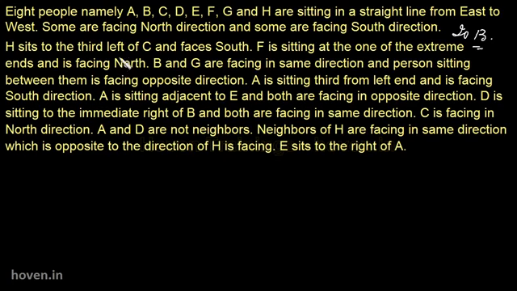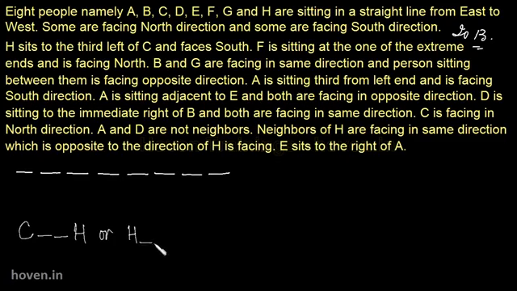H sits to the third left of C and faces south. First of all, we know that there are 8 people, so let us draw 8 blank spaces: 1, 2, 3, 4, 5, 6, 7 and 8. H sits to the third left of C and faces south. Concretely, it is given that H faces south and is to the third left of C. So one of these two is possible, this one or this one.